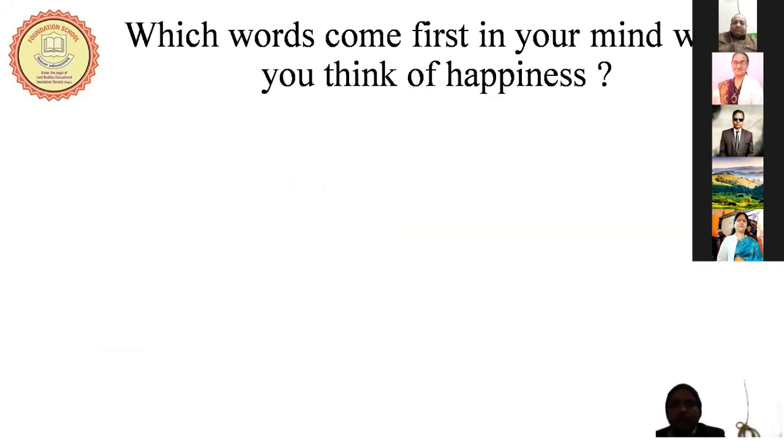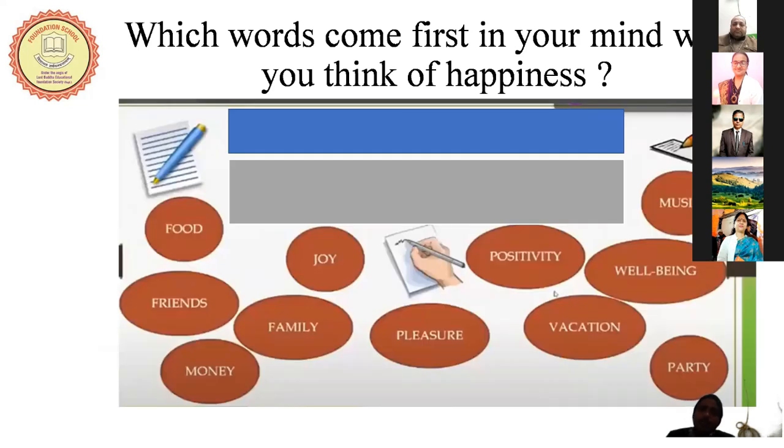So there is one question: which words come first in your mind when you think of happiness? When we think of happiness, what are the things that come to our mind? Of course, there are a few things that we start thinking when we think about happiness. I think these are a few words which might have entered your mind when you were thinking about this question. Food, sometimes joy, sometimes friends, sometimes family. All these are the components of happiness. When we start thinking about happiness, we think of one of them, two of them, or maybe all of them.